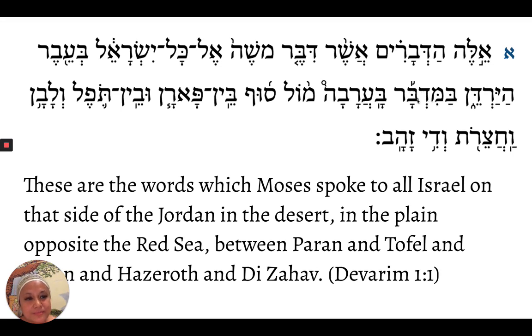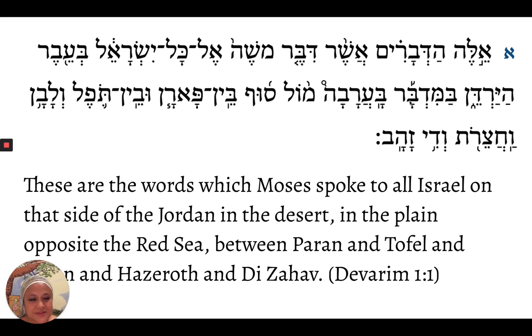And then we have a bet with a kamatz, which says a. So this says ba. And then a resh. So this says bar. Bamidbar. And ba means in the, right here in the. Midbar is desert. Bamidbar. Okay? In the desert. Ba is in the, and midbar means desert or wilderness.